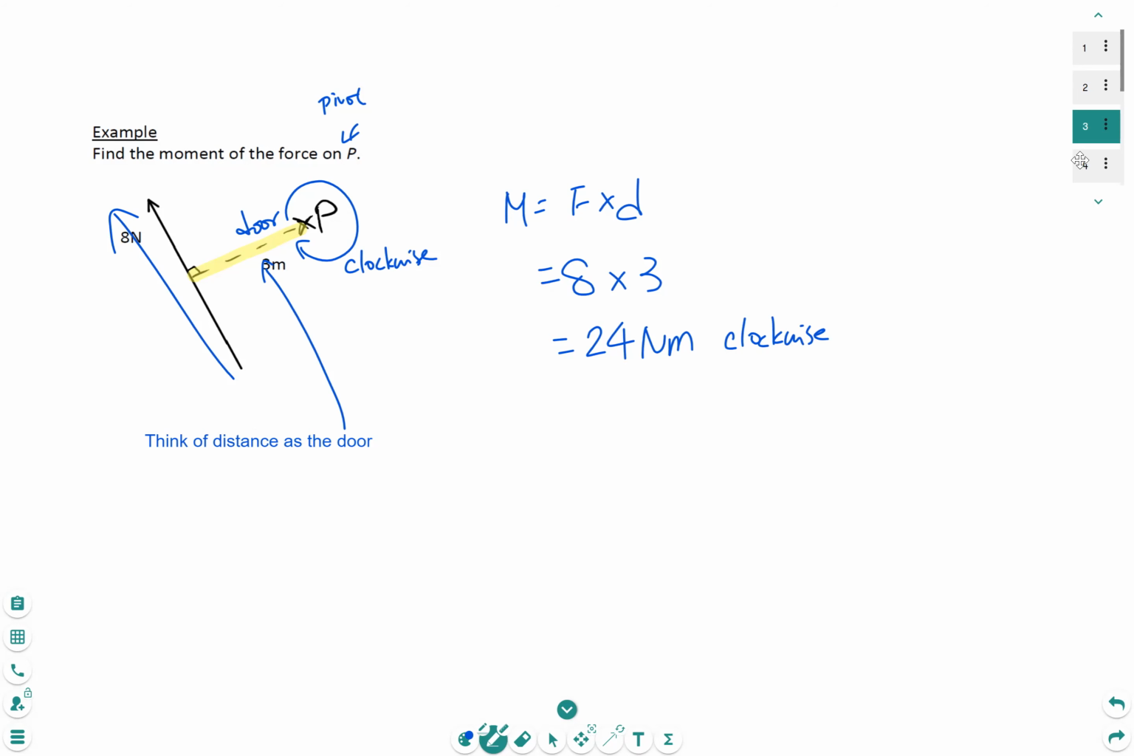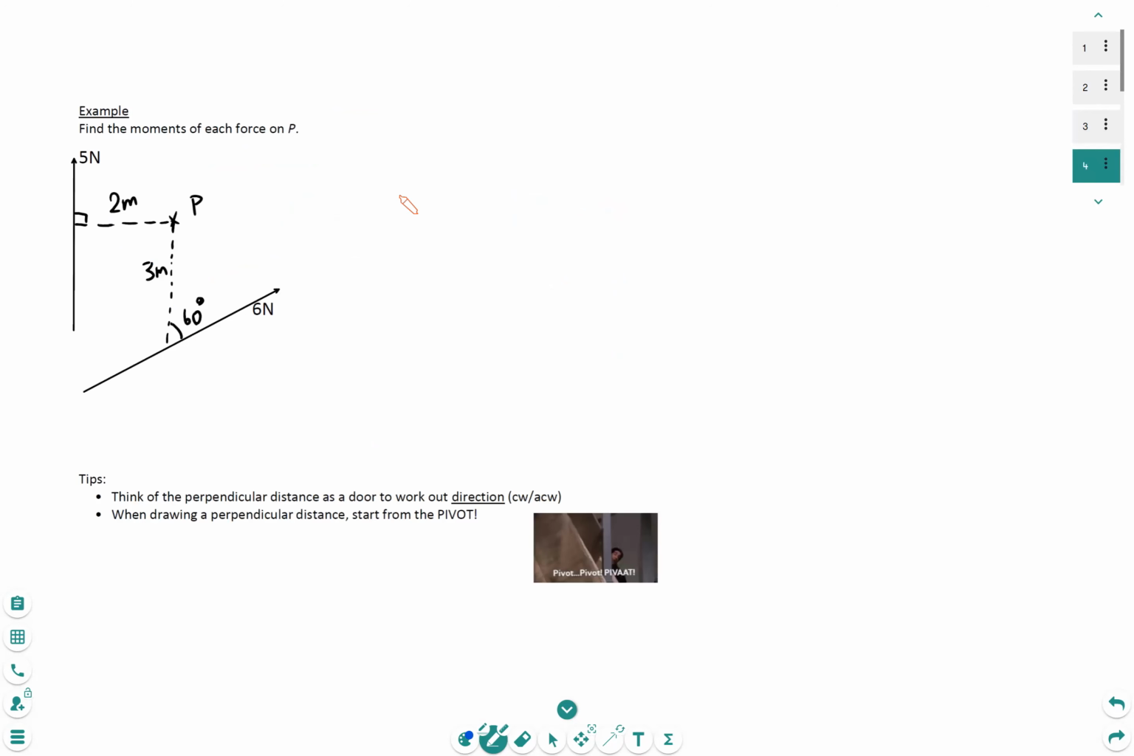Next one. Example: find the moments of each force on P. Now P is a pivot. There are 2 forces, 5 Newton and 6 Newton. So let's do it one by one. Let's do the easy one first, which is 5 Newton. Moment equals force times distance. The force is 5 Newton. The distance is 2 meters. There is a right angle, so we're happy with the 2 meters. We use the 2, so that's 10 Newton meters.